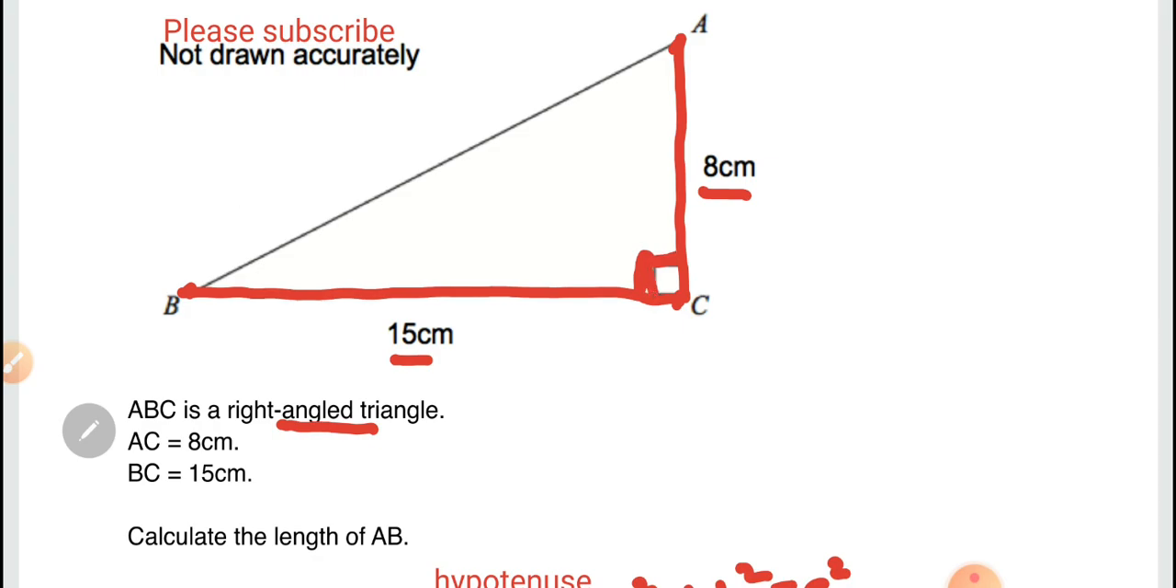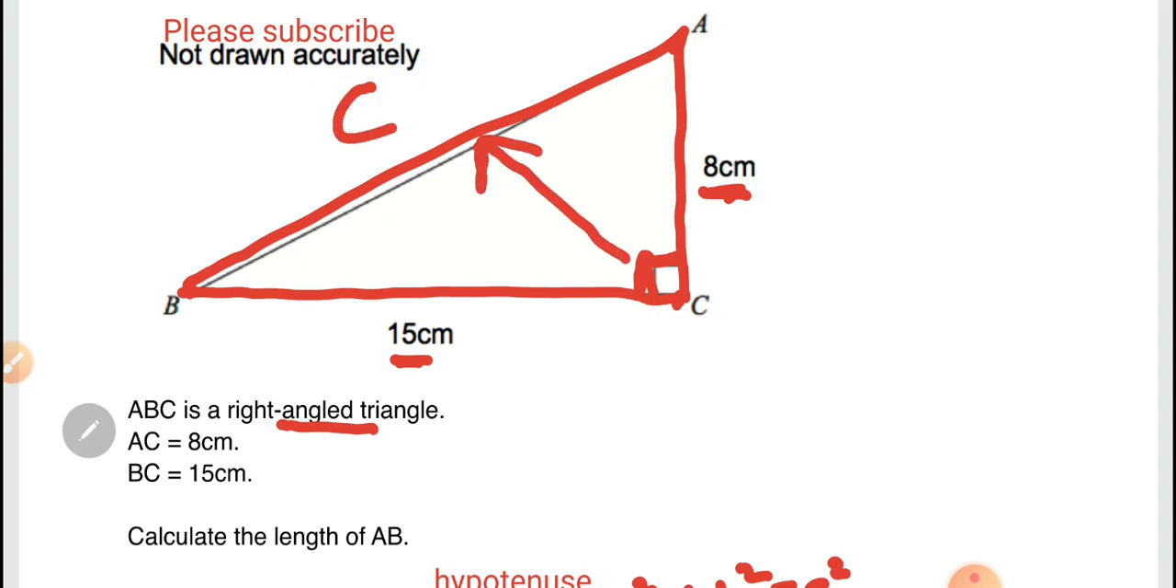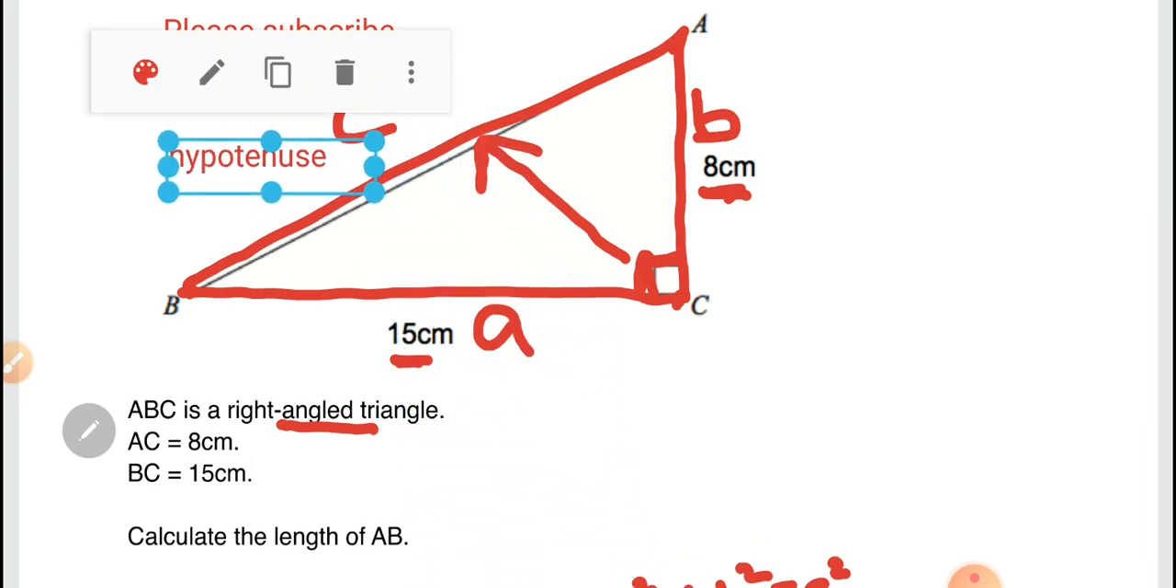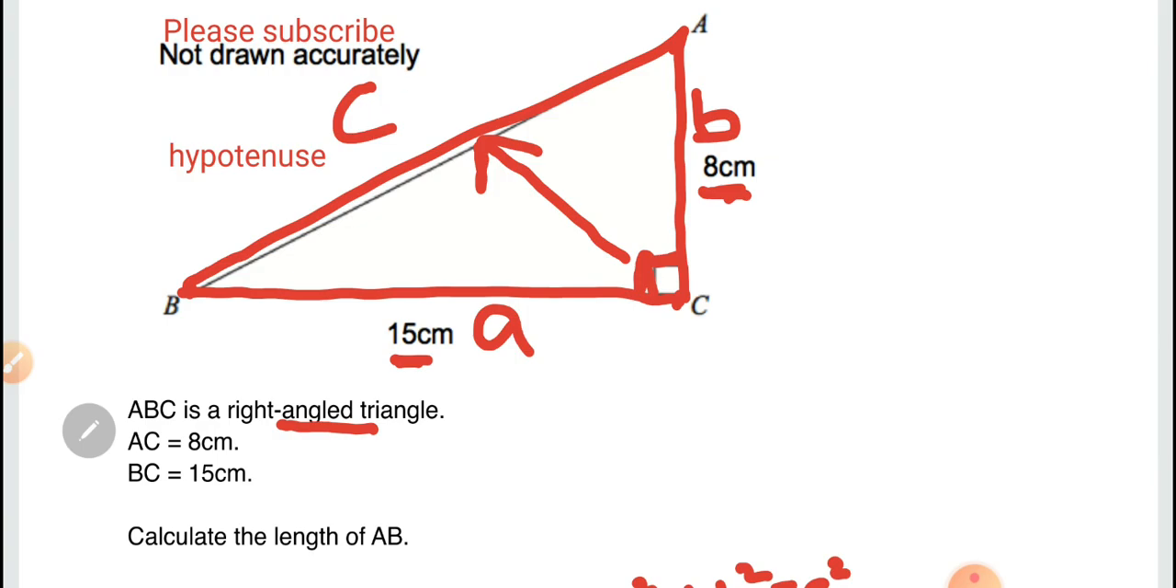So we have a right angle triangle where they've given us 2 sides, and they want us to work out the side AB, or the length AB. Now usually the longest side, which is always the one opposite the 90 degrees, I call that C, and it doesn't matter which one I call A and B here. So I can call this A and I can call this B. The longest side is called the hypotenuse, which I usually label as C.